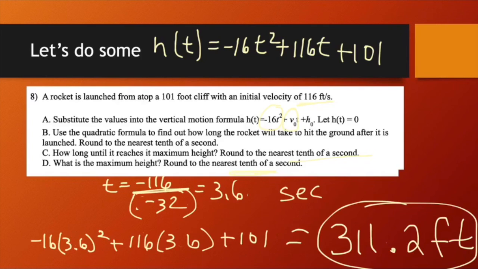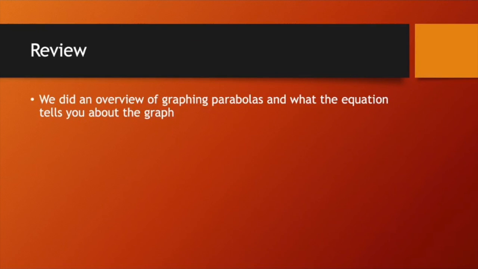Let's move on to see what we've learned today. You did an overview of graphing parabolas and what the equation tells you about the graph, or what the graph tells you about the equation. We went backwards and forwards. Then after that, we used this formula. You wrote it down and we dissected each of the pieces of it. This was for projectile motion, something being dropped, something that is affected by gravity and its motion. I hope this has been helpful.